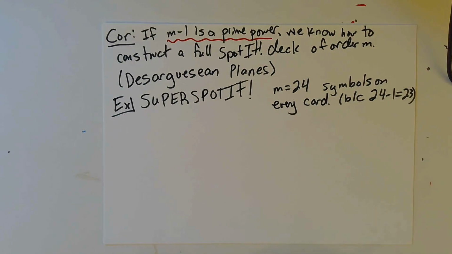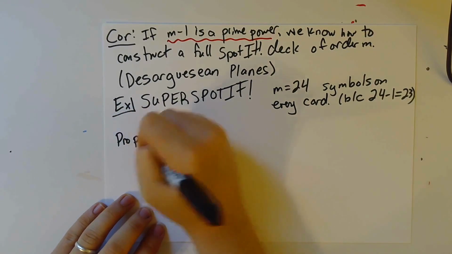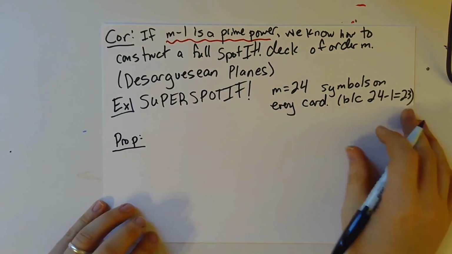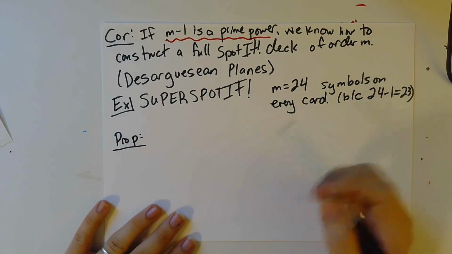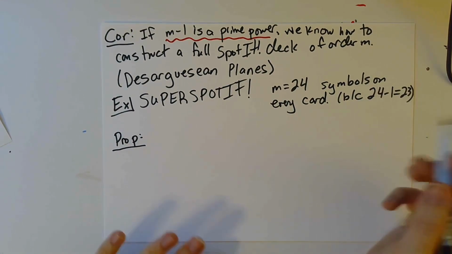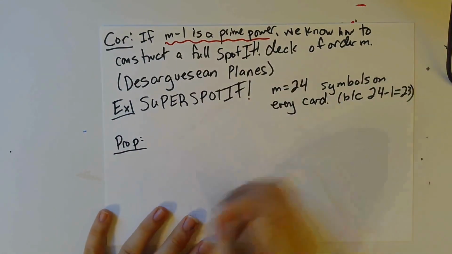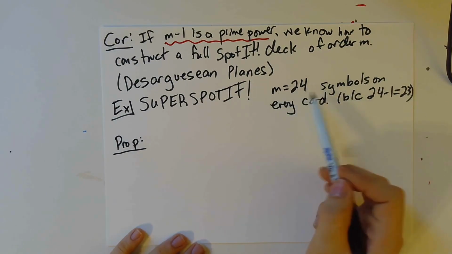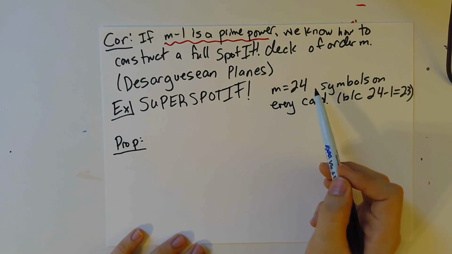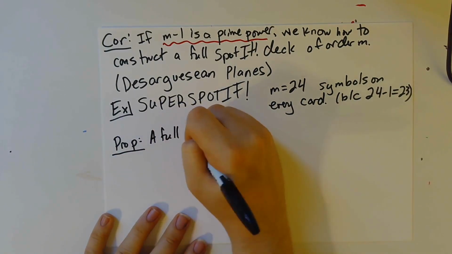So I want to prove the following proposition for you, and then I'll go on to tell you the answers to some of the questions as best we know them. But the proposition I want to prove for you is that if you know the order of a spotted deck, that is, if you know how many symbols are on every card, then you know how many cards are in it.